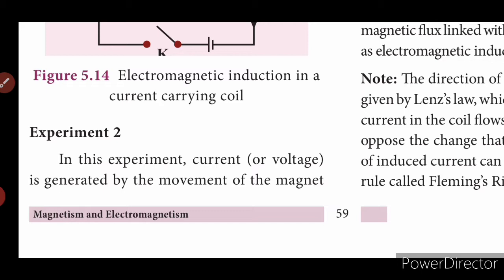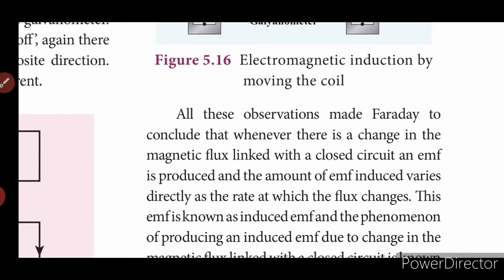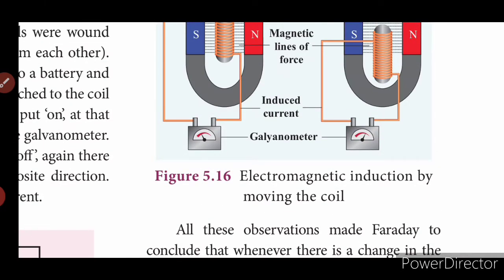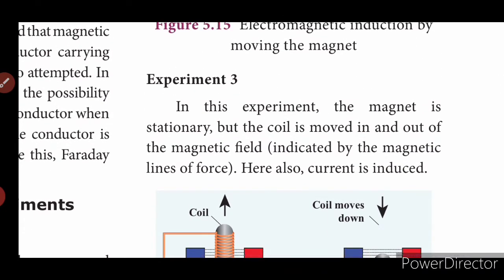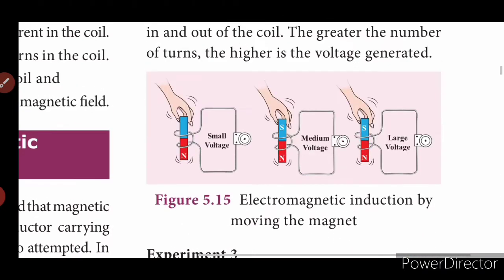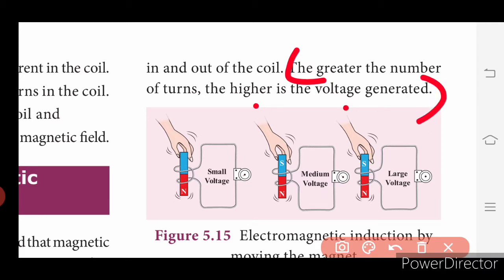In experiment 2, current, that is voltage, is generated by the movement of the magnet in and out of the coil. The greater the number of turns, the higher is the voltage generated. Very important point: how many turns you make will produce a higher voltage. So the greater the number of turns, the higher is the voltage generated.